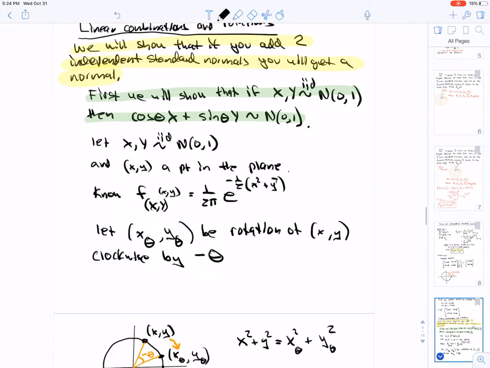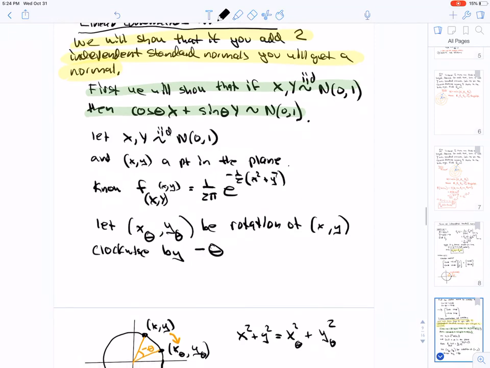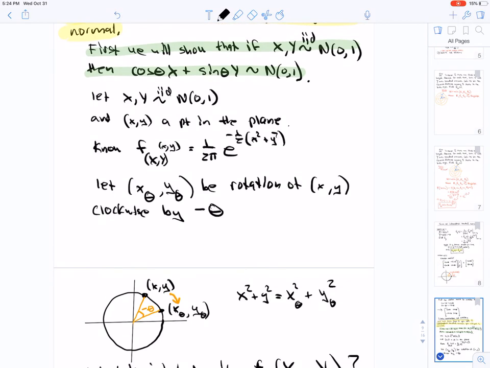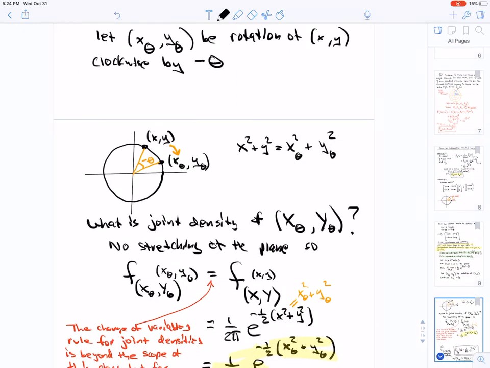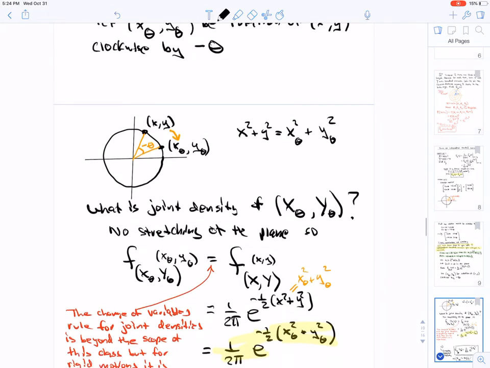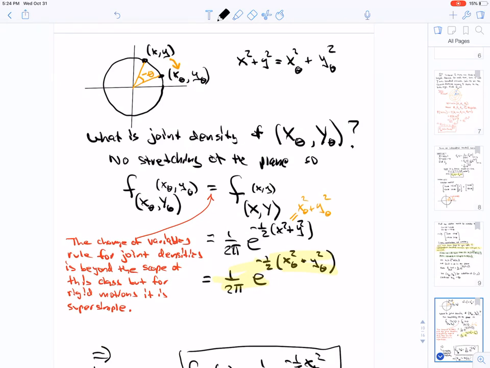So this is very easy to show. If X and Y are IID, (X, Y) is a point on the plane, and here's the joint normal. And let's look at the point given by rotation of (X, Y) clockwise by minus theta. So here's a picture, and that takes us to (X_theta, Y_theta). I want to know what's the joint density of X_theta, Y_theta. So in fact it has exactly the same joint density as (X, Y), because all we're doing is a rigid motion.